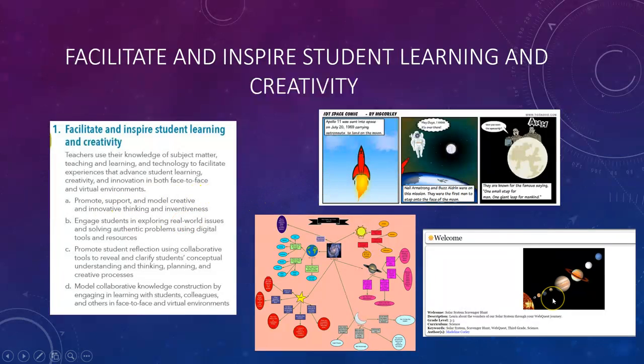Whereas our WebQuest page, mine was a scavenger hunt as an astronaut to go along with my space standard. So I think that definitely helped with engaging students in exploring real-world issues and solving authentic problems using digital tools and resources, because we used a real-world issue of a scavenger hunt, but also solved problems of how to organize their thoughts and how to get to an end goal by using digital tools and resources of the internet.